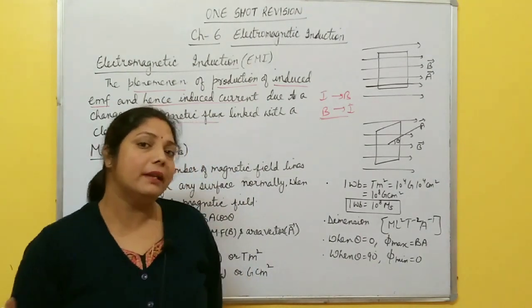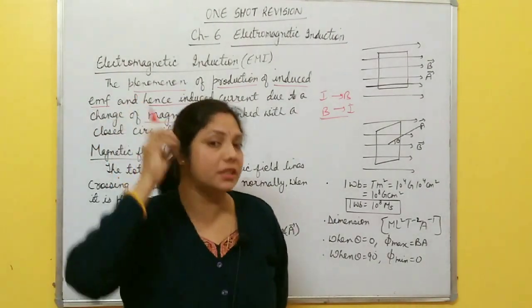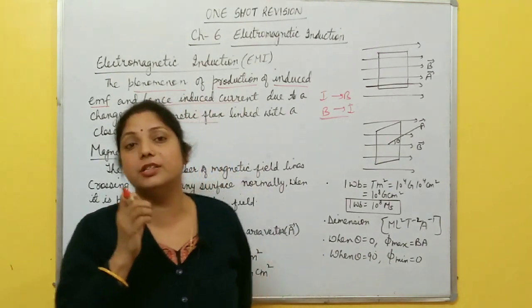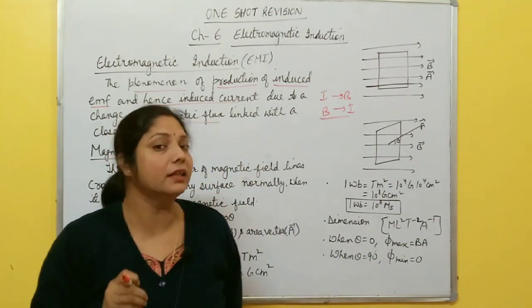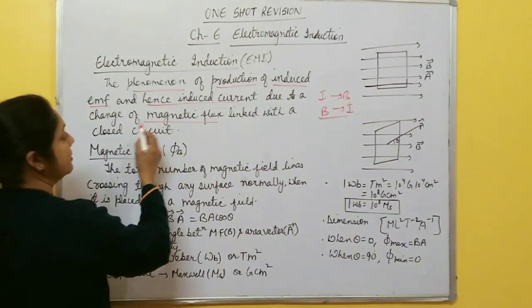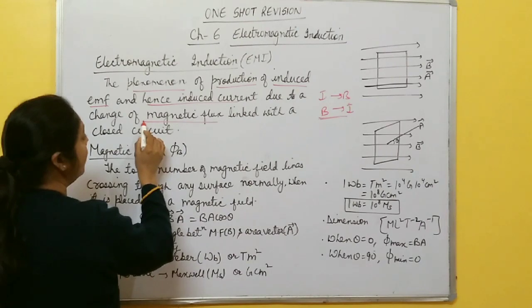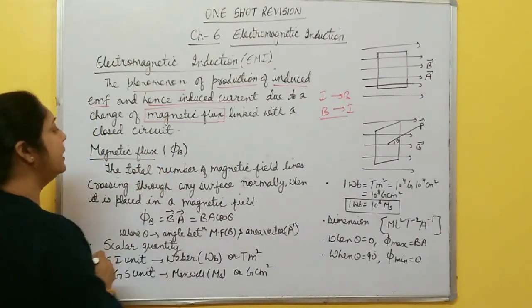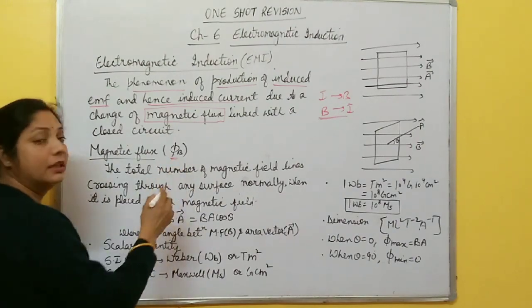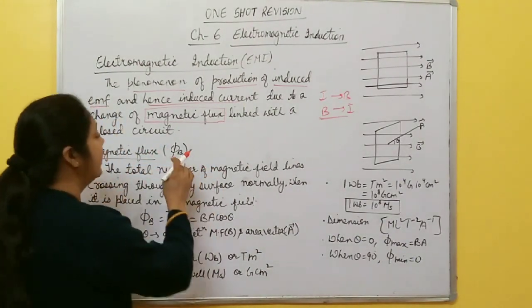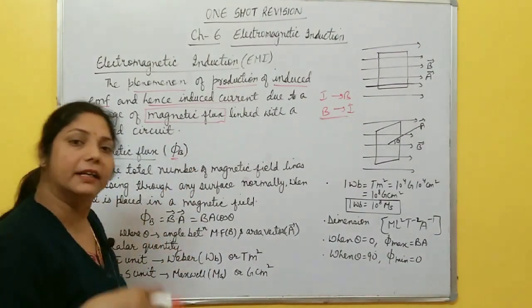It is the phenomenon of production of induced EMF and hence induced current due to change in magnetic flux linked with that circuit, right? So first, in this definition one term is there. What do you mean by magnetic flux? Magnetic flux is represented by phi B, like electric flux is phi E. Phi E is electric flux and phi B represents magnetic flux.